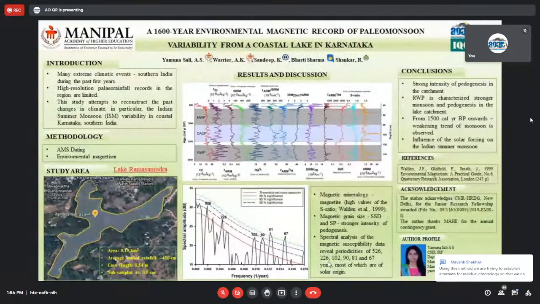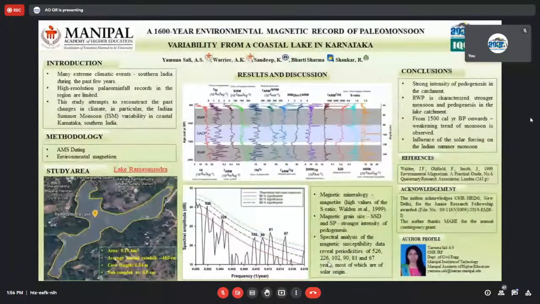The core was subsampled at a regular interval. Past samples were selected for carbon-14 dating, and environmental magnetic measurements were done for all the samples. The AMS carbon-14 dating gives a record of 586 years, that is from the 451 calibrated year before present. This period encompasses 3 significant global climatic intervals. The Dark Ages, the medieval period.